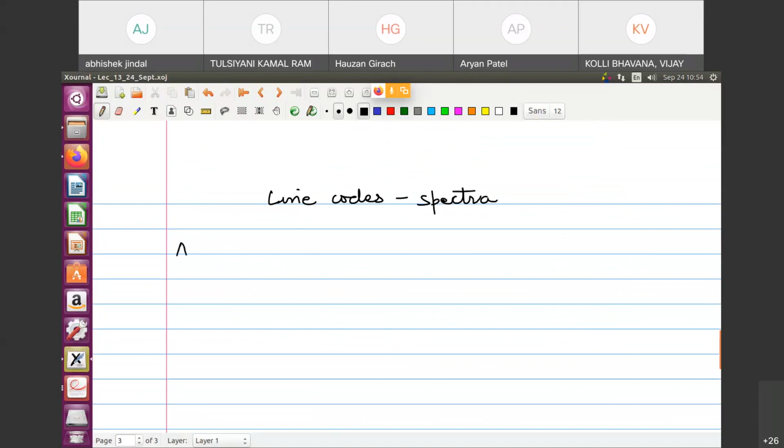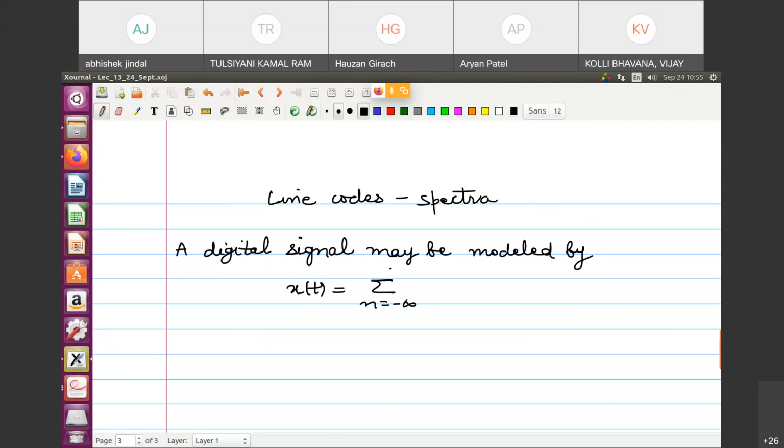So a digital signal, let us say a sequence is given to you and from that sequence you are generating a signal, so how will we represent it? So a digital signal may be modeled by x of t is equal to summation n is equal to minus infinity to infinity a of n f of t minus n T_B.